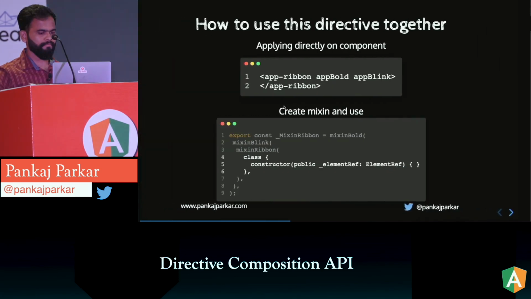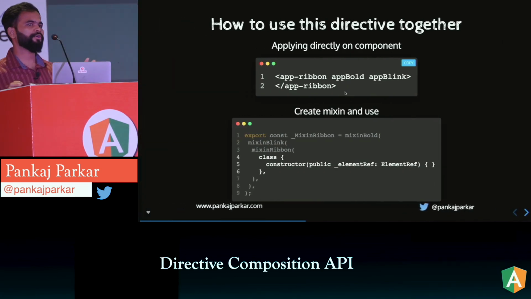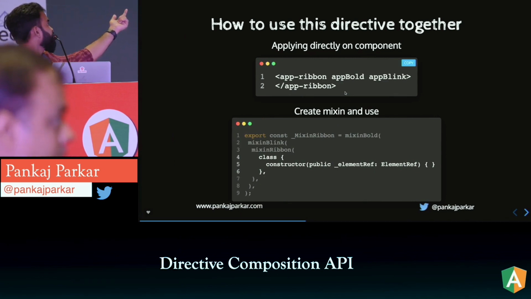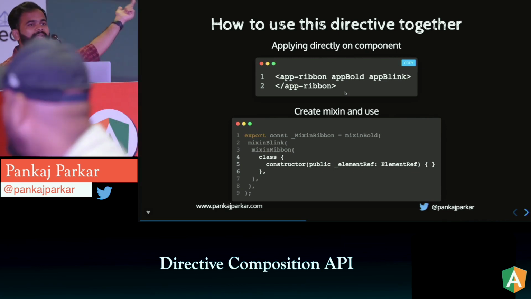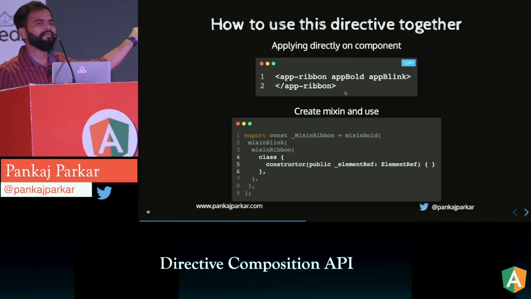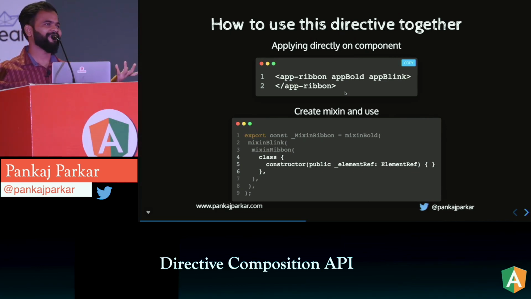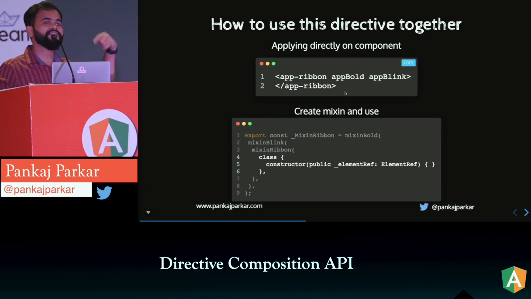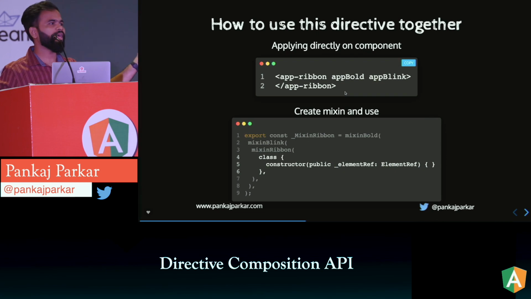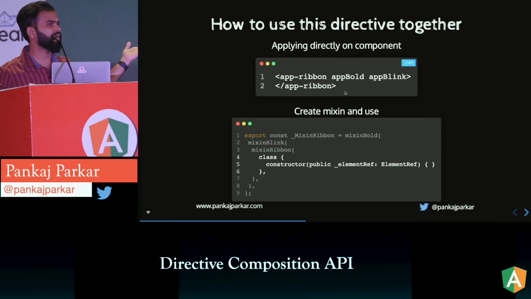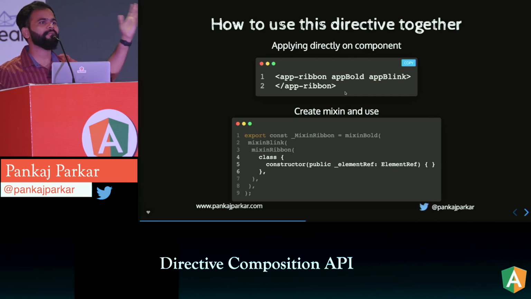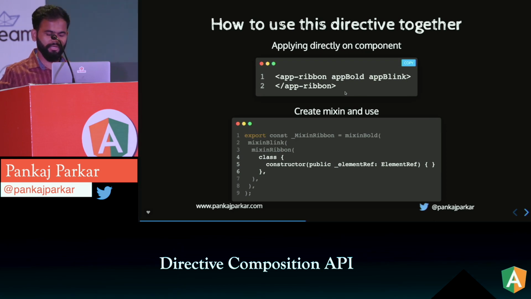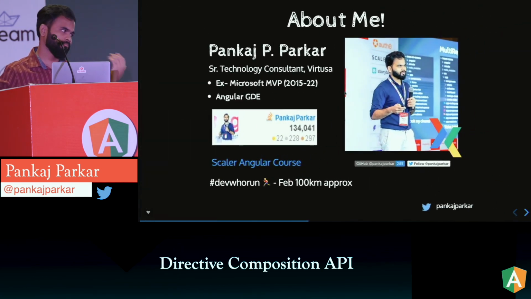One more thing I would like to mention here: what's the good thing about the approach that we followed? We applied two directives on the same element and that worked, right? But what if you want to use the ribbon directive once again somewhere else? You had to reapply those directives again. You need to remember the other place where you will be applying them. So you had to apply those two directives. How do we get around that?